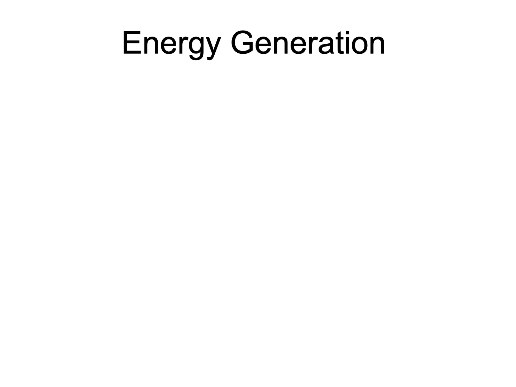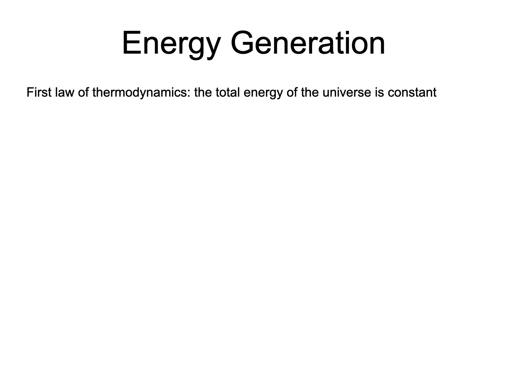One of the important laws in physics is the first law of thermodynamics, which can be summarized as stating that the total amount of energy in the universe is constant. This is to say that in this lecture about energy generation, we are not going to discuss how energy is created from scratch. This is not what is meant by energy generation.